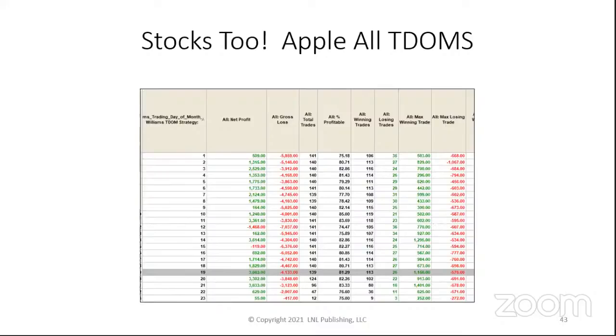What does all the gross loss mean? This is all the losing trades. That's what your losing trades would have been. This is the net profit. This again is all I think that matters. This is what you would have made.